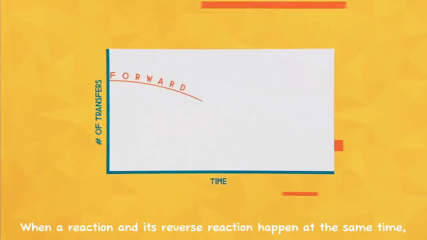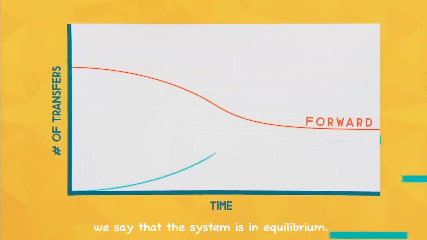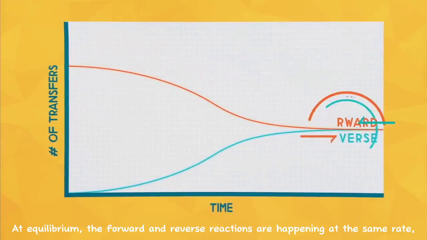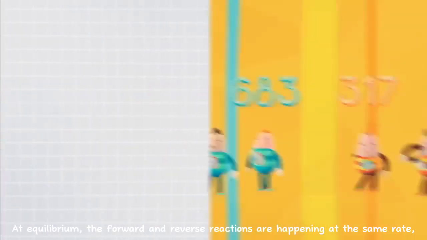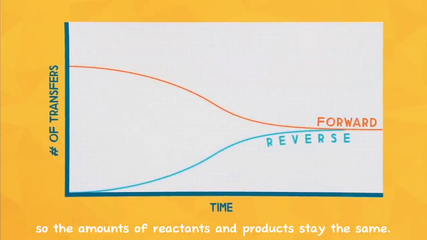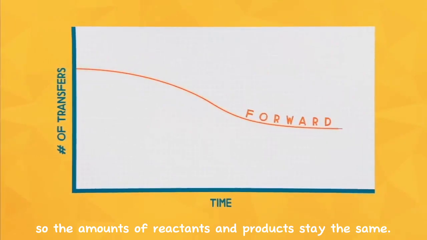When a reaction and its reverse reaction happen at the same time, we say that the system is in equilibrium. At equilibrium, the forward and reverse reactions are happening at the same rate, so the amounts of reactants and products stay the same.